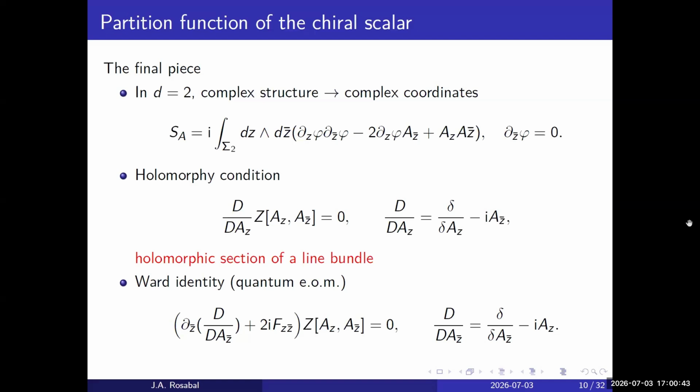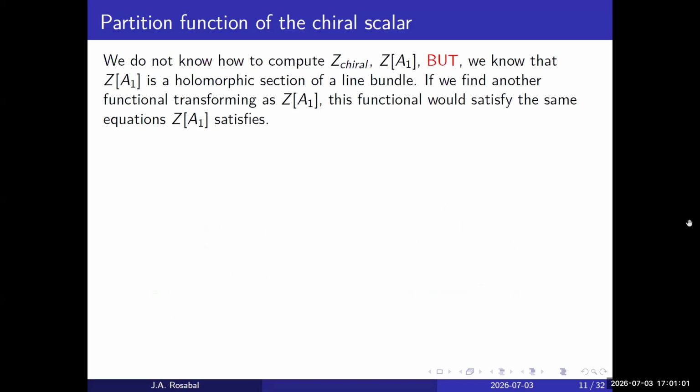I didn't know what to do with this. Now I know that this particular non-gauge invariant action takes into account this condition. And we know that we have these two equations defining the partition function. Let me recap. We don't know how to compute the original chiral theory. We don't know how to compute the partition function for the auxiliary theory. We don't know actually. But we know that now it's a holomorphic section of a line bundle.